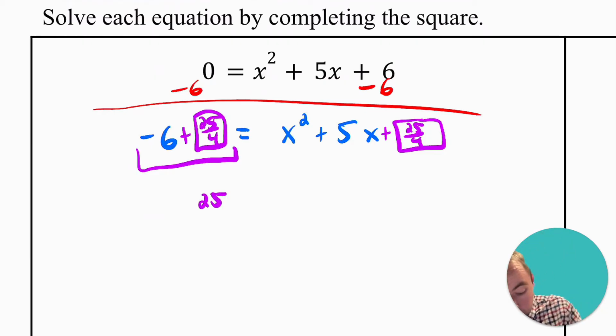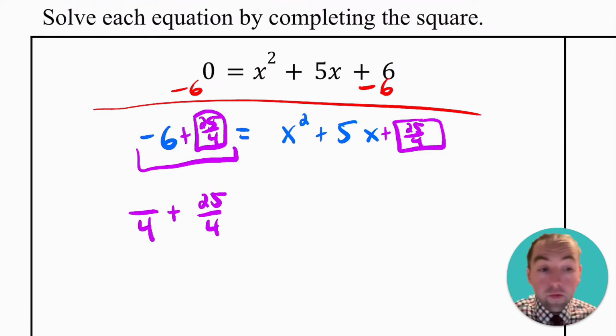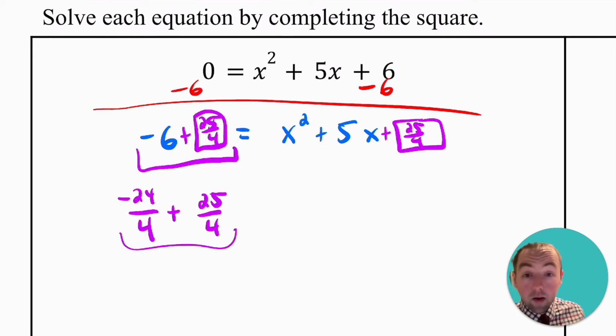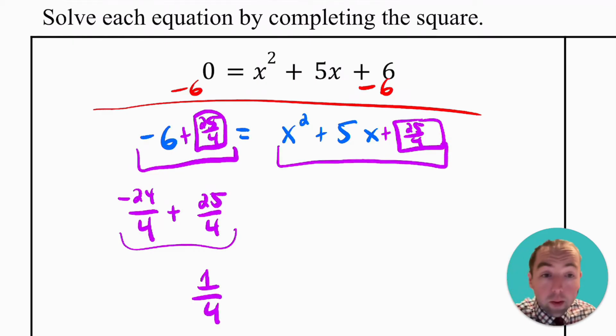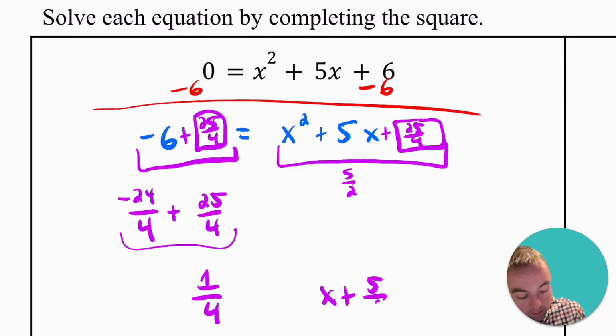To do so, it'd be great to get a common denominator. We could use a common denominator of 4, and negative 6 is the same thing as negative 24 fourths. Then I can add those together and get positive 1 fourth when I add those fractions together. On the other side, we'll be able to factor that. Since we used 5 halves as half of 5, that's actually the value that would be inside the parentheses with the x, so x plus 5 halves squared.